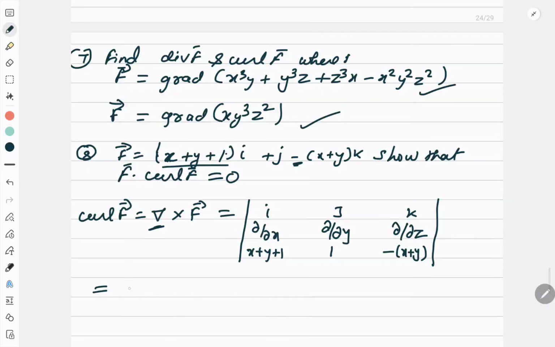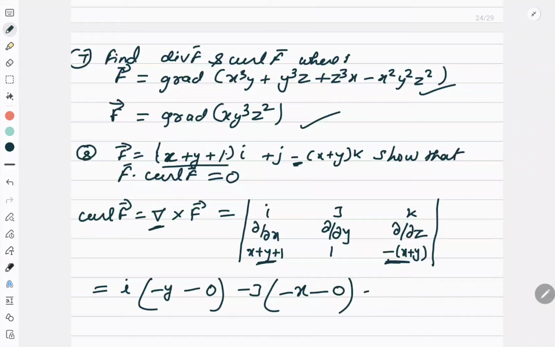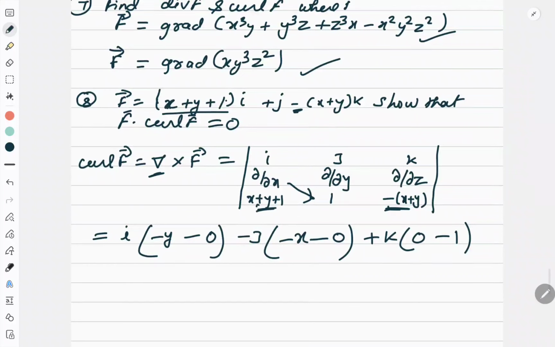Okay, then the next step, i. So del by del y of this is what? Minus y. Minus del by del z of 1 is 0. Minus j. So del by del x of this term is minus x, minus del by del z of this term is 0. Plus k. Del by del x of 1 is 0, minus del by del y of this term is 1. So basically I got minus y i plus x j minus k. This is the value of curl F.